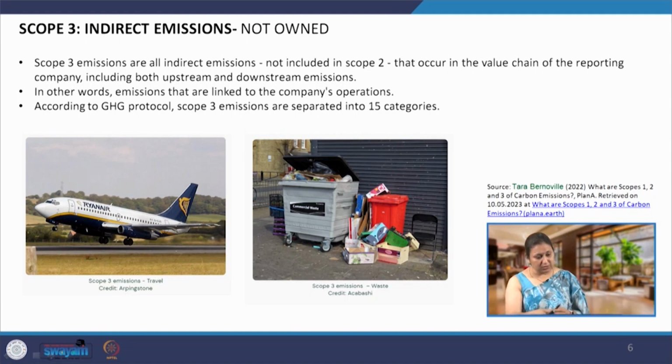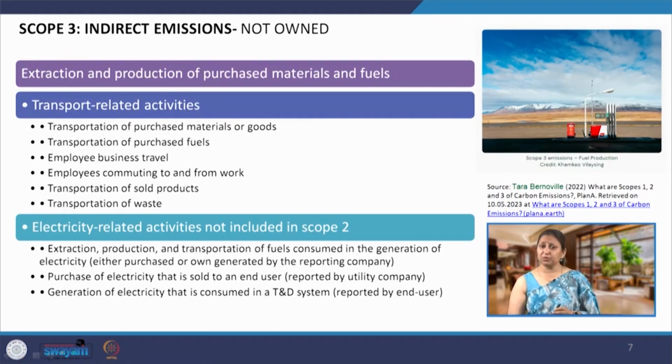But what all would this scope 3 cover? Scope 3 would cover the emissions which are resulting from the extraction and production of purchased materials and fuels. Now, we will be talking about building materials, building design and construction. When we say building construction, there are materials that are going into it and the choice of materials will impact my scope 3 emissions.